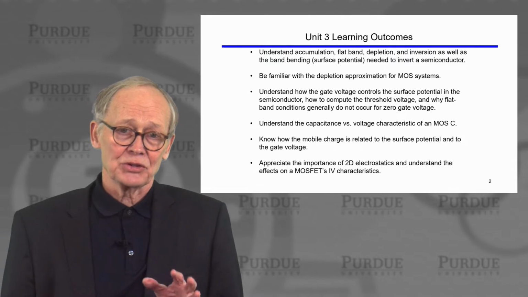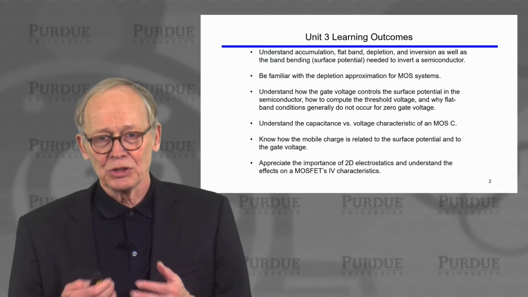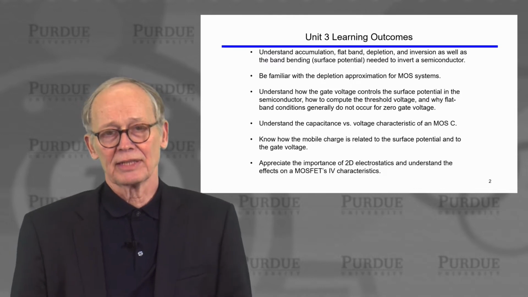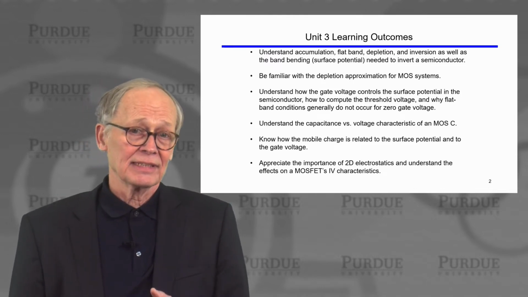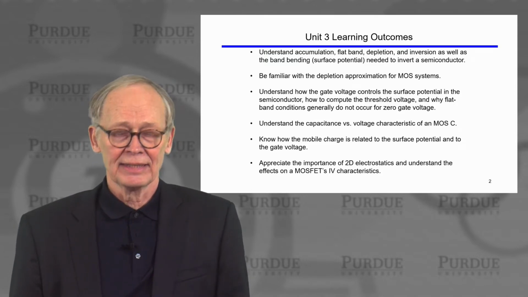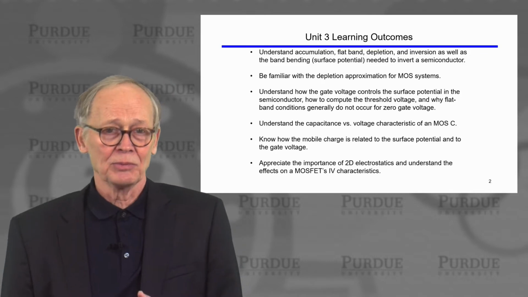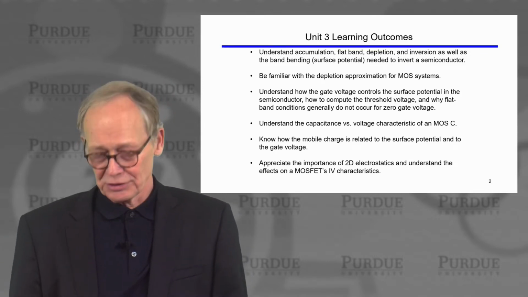And then we talked about 2D electrostatics. For small transistors, 2-dimensional or 3-dimensional electrostatics becomes more and more important, and these introduce effects that transistor designers have to deal with, and they've been doing it in more and more innovative ways as channel lengths have scaled to shorter and shorter dimensions.